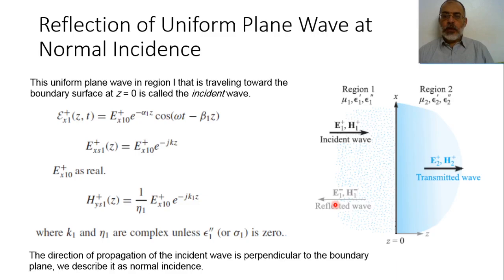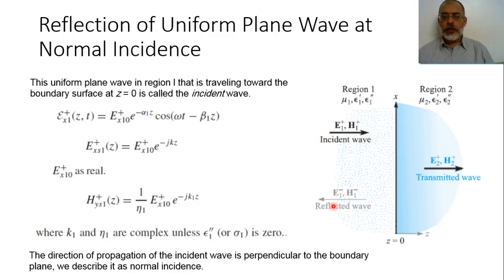So actually, we don't have 6 field components. We can determine all the parameters in terms of the electric field only. So we have E1 plus, E2 plus, and E1 minus. So it is required to find out the amplitude of the transmitted electric field in terms of the incident electric field and the amplitude of the reflected electric field in terms of the amplitude of the incident field.